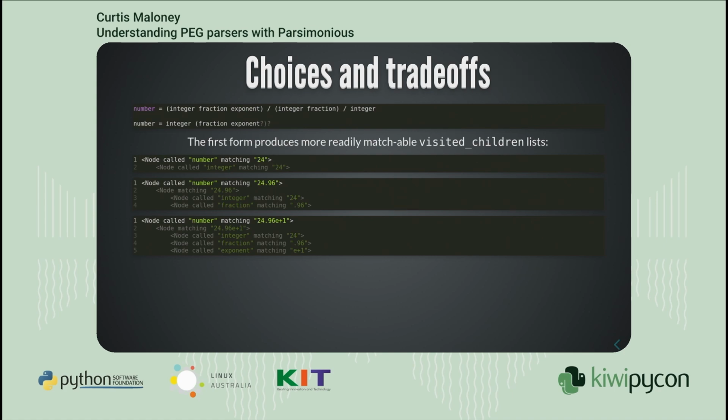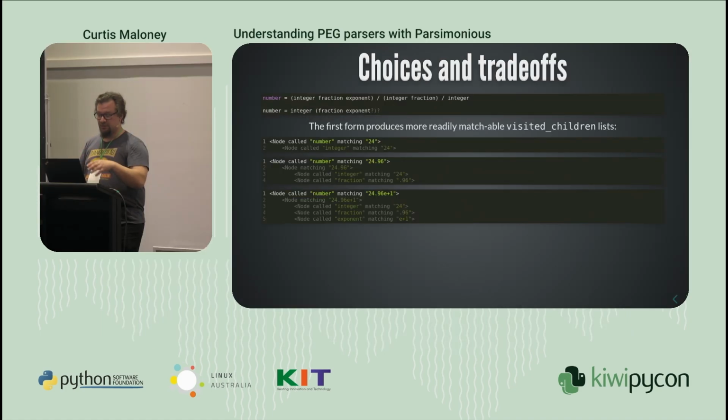So you see here, we get a number, and the structure inside is flatter and more consistent, but you will see that the number of nodes involved and the number of wrapper nodes involved pretty much matches the number of terms and operators that you'll see in the grammar. So where we have integer on its own, we get back one node number, which contains one node integer.